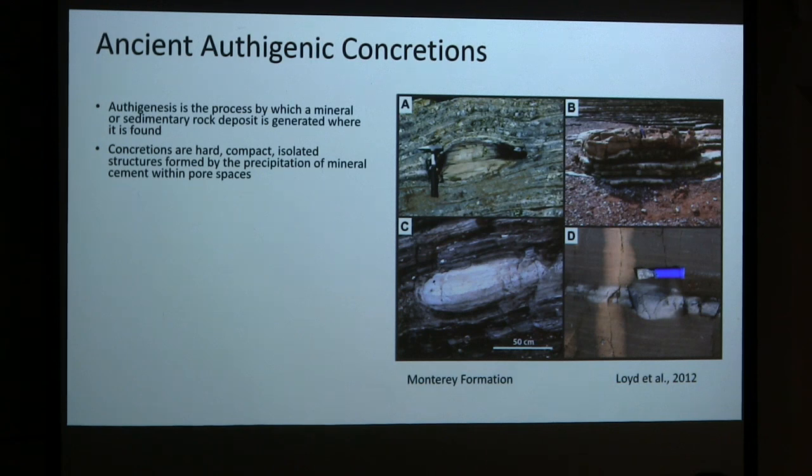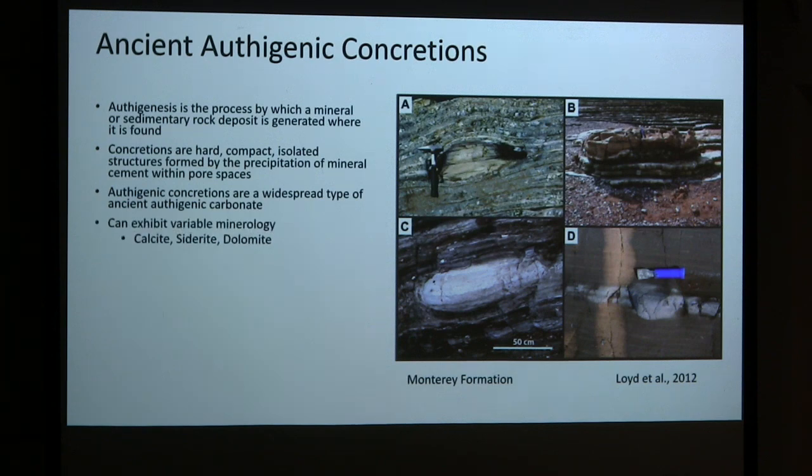Concretions are hard, compact, solid, isolated structures formed by the precipitation of mineral cement within pore spaces. They fill void spaces within sediments. Authigenic concretions are a very widespread type of ancient authigenic carbonates. They can exhibit different types of mineralogy: calcite, siderite, dolomite. Of course, today I'm going to be talking about dolomite.